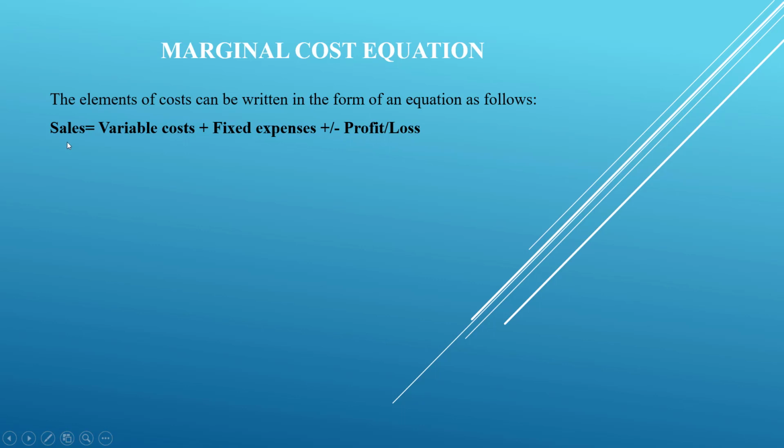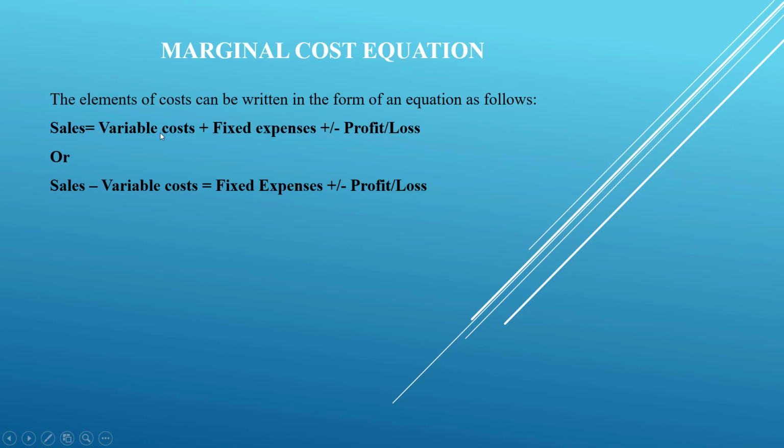Okay, the formula can be sales equal to variable cost plus fixed expenses plus profit, or else sales equal to variable cost plus fixed expenses minus loss. So I have put it together, but in the case of questions, when solving an equation, if there is a loss it has to be minus from the fixed expenses, and if it is profit it has to be plus with fixed expenses.